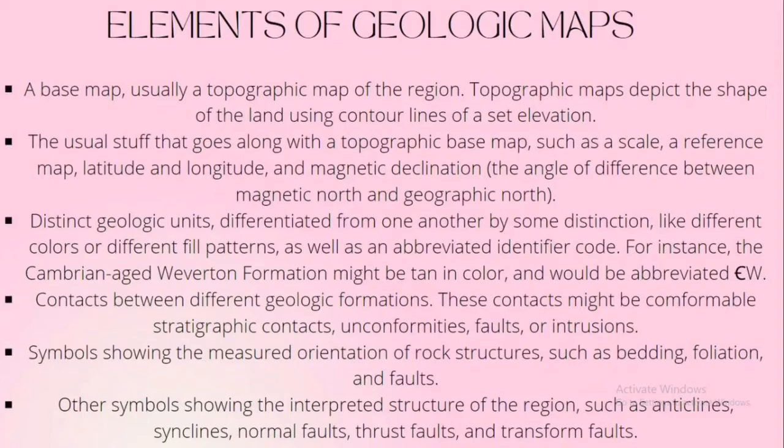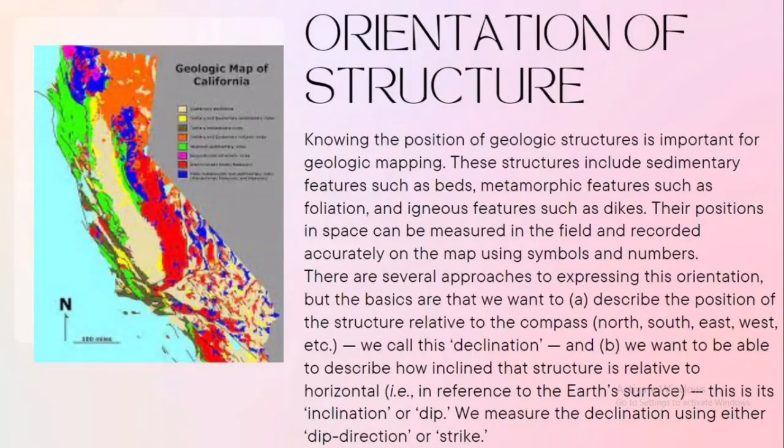Other symbols showing the interpreted structure of the region such as anticlines, synclines, normal faults, thrust faults, and transform faults. Orientation of structure. Knowing the position of geologic structures is important for geologic mapping. These structures include sedimentary features such as beds, metamorphic features such as foliation, and igneous features such as dikes. Their position in space can be measured in the field and recorded accurately on the map using symbols and numbers.